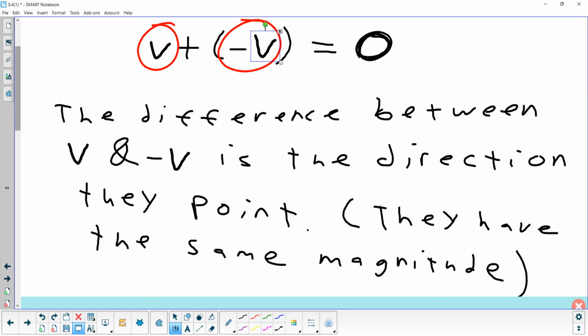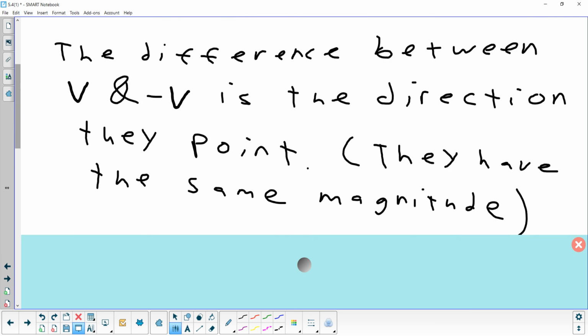So any question about what putting a negative in front of a vector does? Now, I want you to look at that a little closer. Instead of using vectors, let me do actual numbers. Let me do a number plus a negative of a number. It doesn't have to be the same number. I just want to do something.